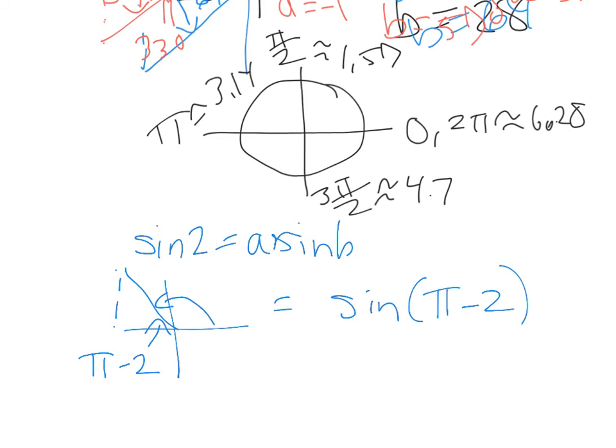And then we just want to ask ourselves, okay, pi minus 2 is going to be an acute angle. Is sine of 2 positive or negative? Well, since it was in quadrant 2 where y is positive, it should be positive. Therefore, A is going to be positive 1. So A is 1 and B is pi minus 2.